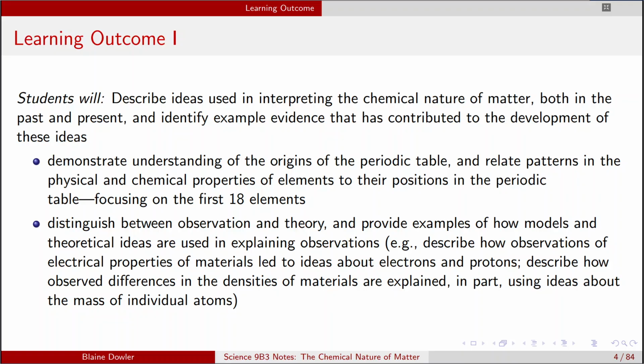We are also going to distinguish between observation and theory and provide examples of how models and theoretical ideas are used in explaining observations.